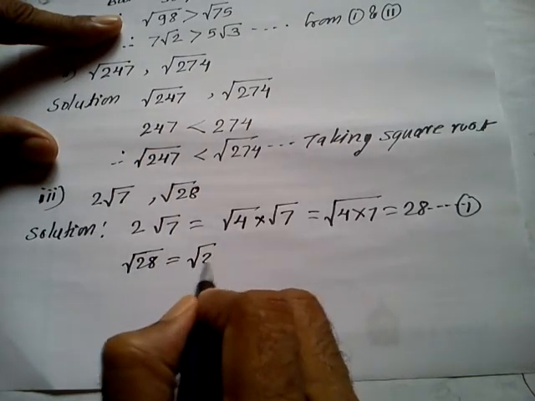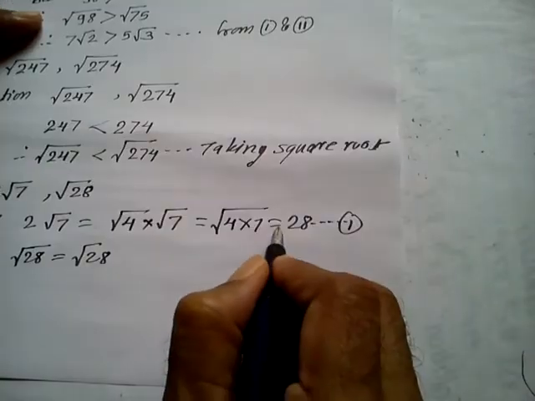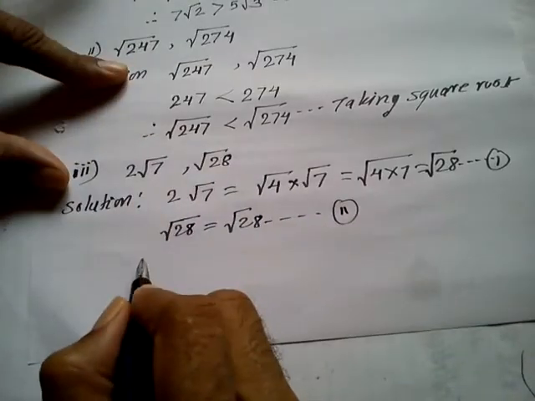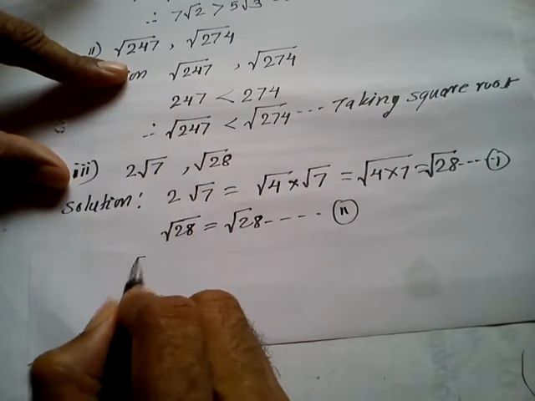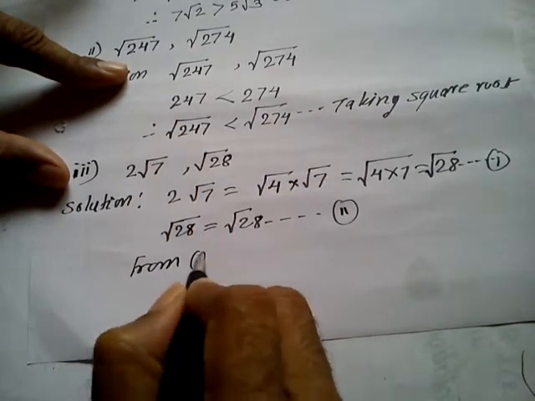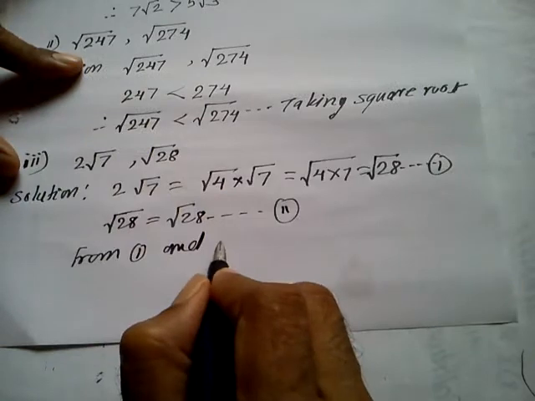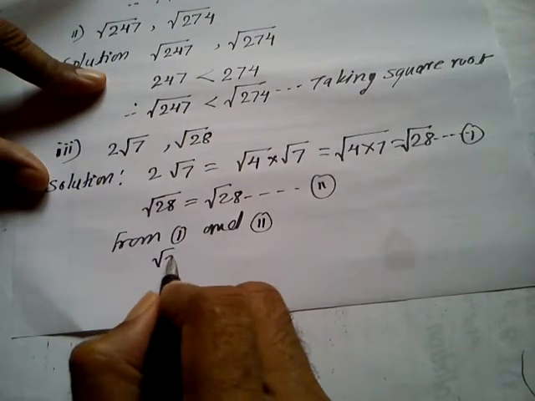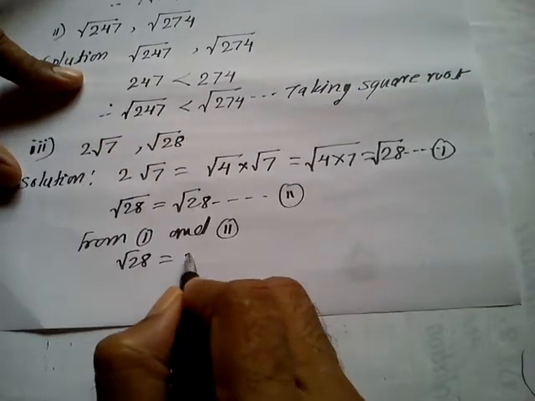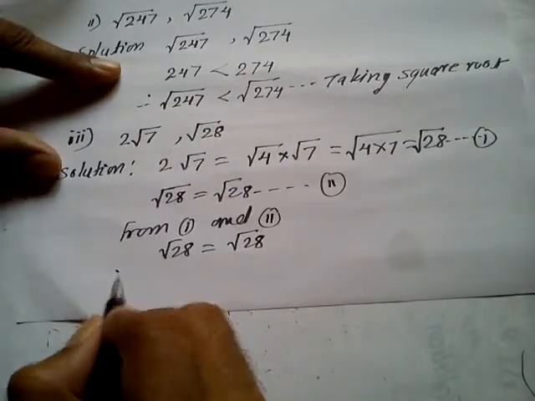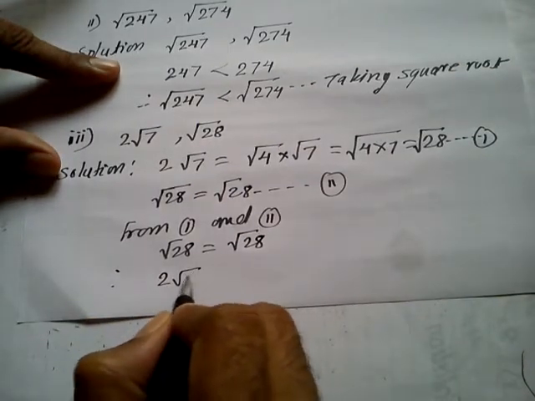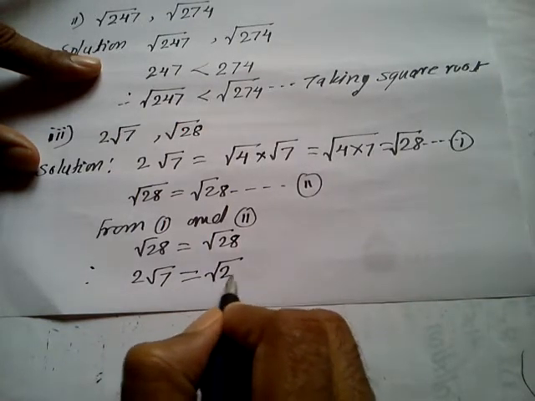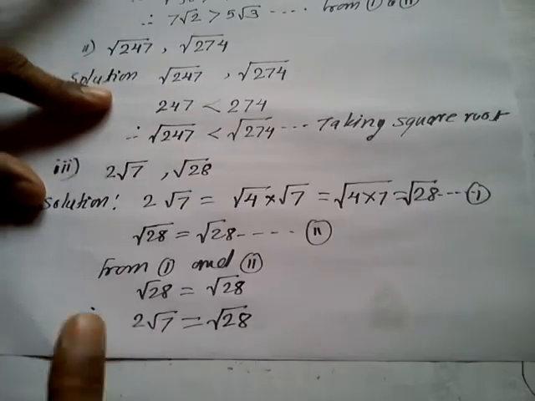Second one, root 28 is equal to root 28. From 1 and 2. Root 28 is equal to root 28. Therefore, 2 root 7 is equal to under root 28. Is it clear now?